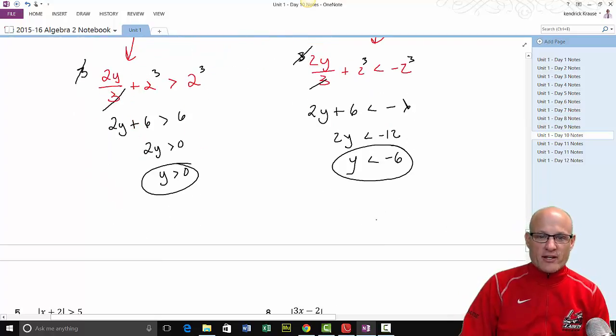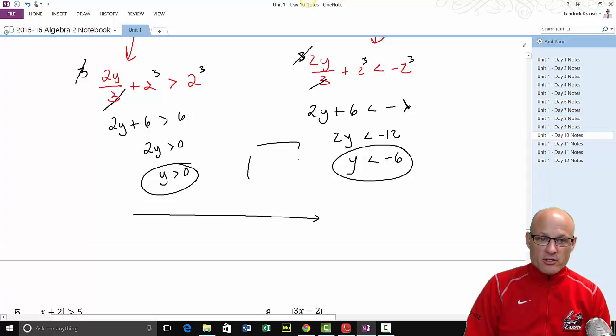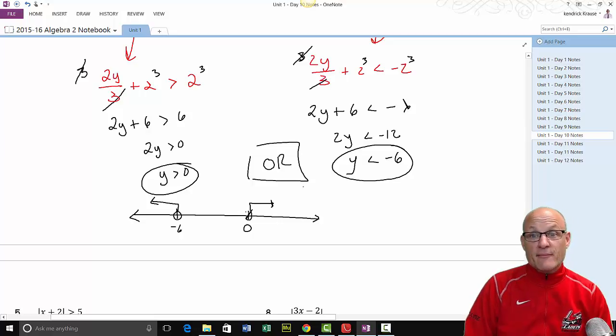If I have to look at that on the quick number line, I don't know if it's an and or an or situation. Can I just write an or in the middle here? Or do I have to rewrite it as a compound inequality? So let's see. Here's negative 6, open circle going that way. And here's 0, open circle going this way. So this is an or situation, so I can just write or in here and I'm done.